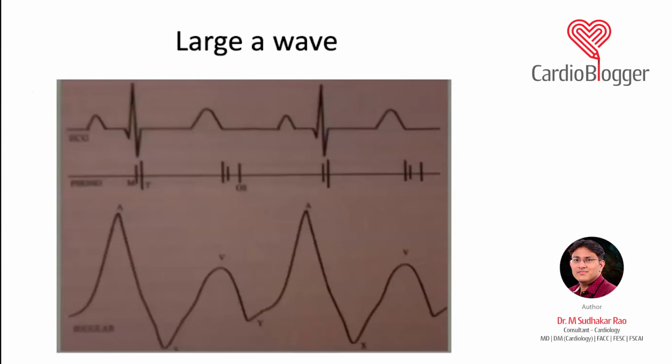Now, as I already told you, you can see a prominent A wave which comes off the carotid, which comes after the P wave, which comes before the S1. As I told you, everything you can see in this is before the S1 with the carotid and after the P wave on ECG.